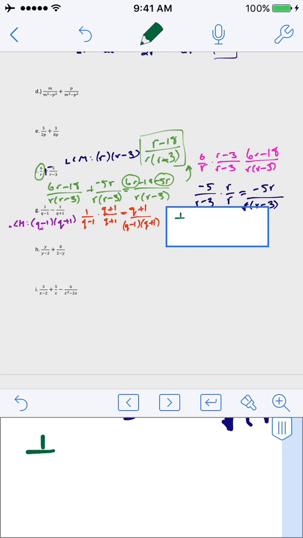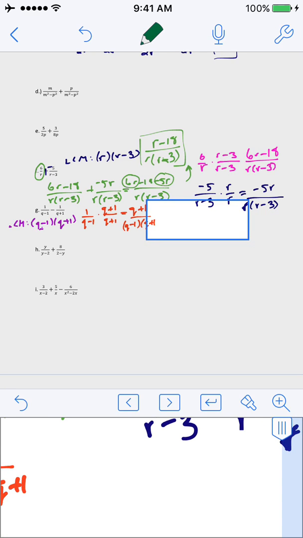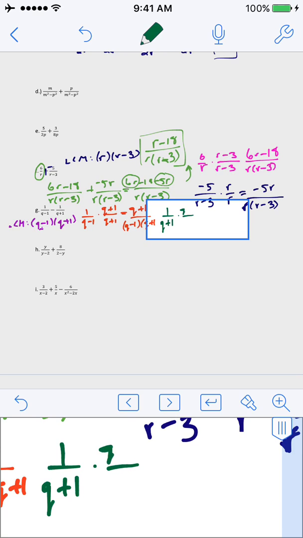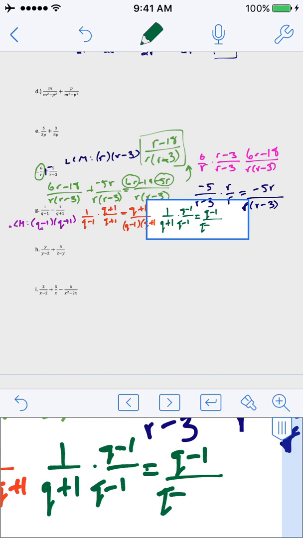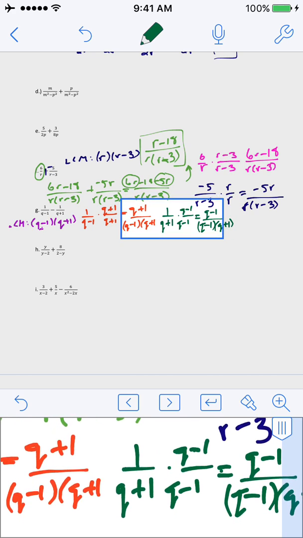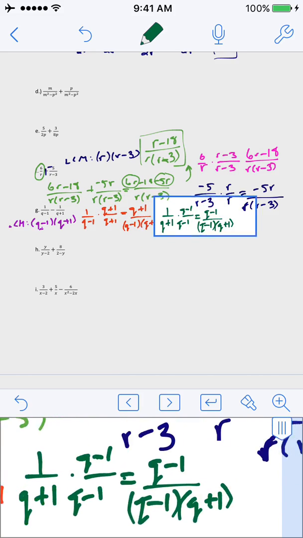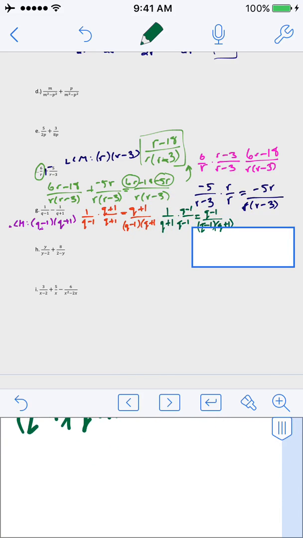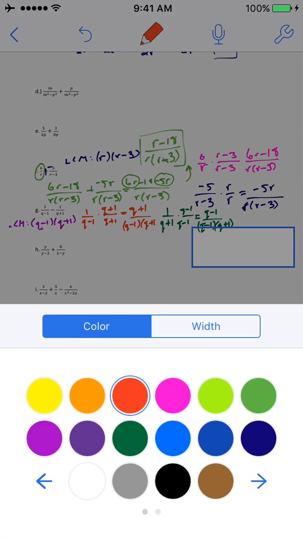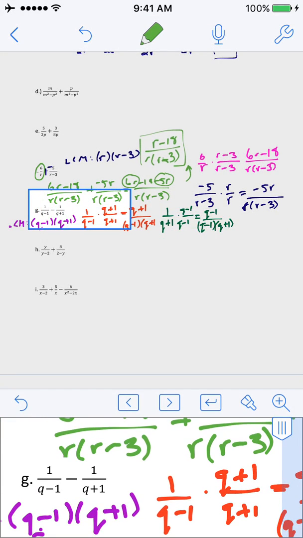I have 1 over, let me save some room for the final part. 1 over q plus 1. This time I need the q minus version, so I'll do q minus 1 over q minus 1. That's going to give me q minus 1 over q minus 1 times q plus 1. Cool. Now I got two fractions that are the same in the denominator, right? Two rational expressions the same in the denominator. So I can put them over one larger fraction, and I can subtract them.